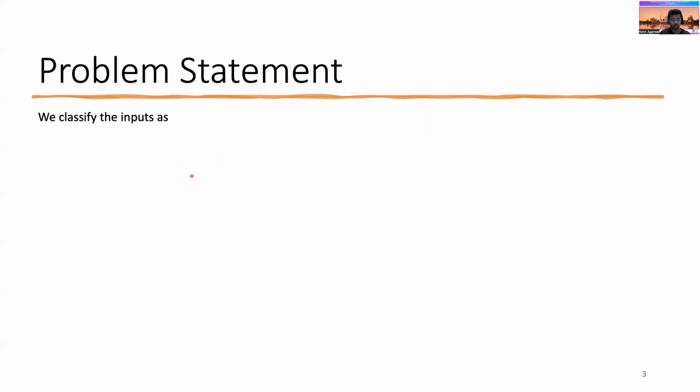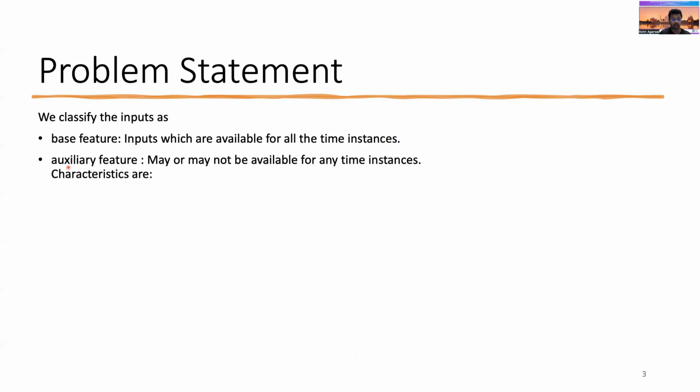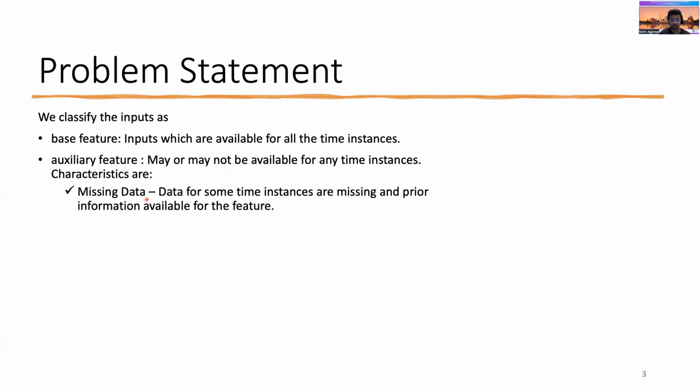This application brings an interesting problem statement where we can classify the inputs as base features, features which are available for all the time instances, like the nucleus, which is always available in a cell. Auxiliary features may or may not be available for any time instance. Characteristics of auxiliary features are missing data, that is, data for some time instances are missing, and prior information is available for the feature. For example, in the touch and run case, mitochondria 1 and 2 are missing at time step t equals 2, but available at time step t equals 1.